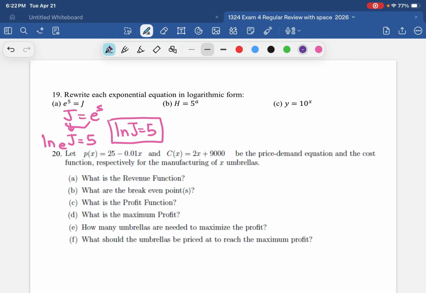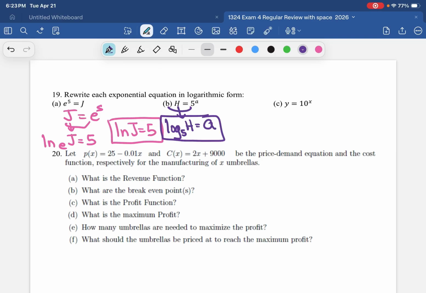All right, on this one, the boss is the one that's by itself without any help. So H is the boss in this case. So H is going to stay right where it's at. The 5 is getting demoted. And the A is falling down. And because it's not E, we're going to do LOG. So we have LOG base 5 of H equals A.